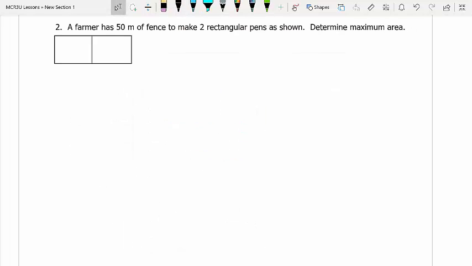Number 2, a farmer has 50 meters of fence to make 2 rectangular pens as shown. Determine the maximum area. So I'm going to label this first. Okay, so we have length and we have width.